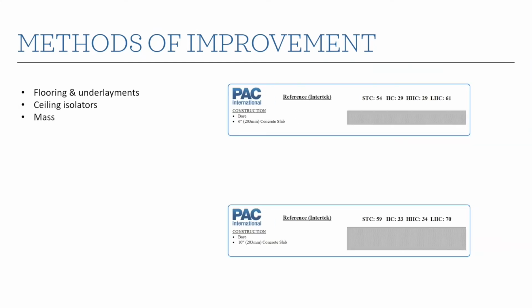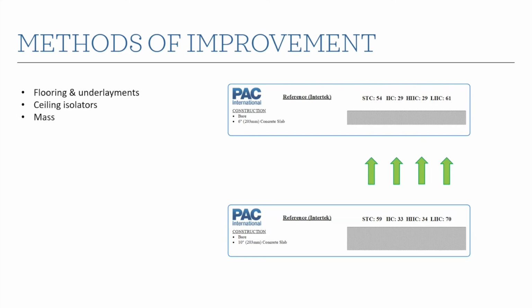Mass, right? Mass is another way that we can improve the amount of noise reduction we get from space to space. And it's just the heavier the thing is, it's harder for the noise on one side to move it and to get through to the other side, basically. So here's a basic example of a 6-inch slab compared to a 10-inch concrete slab. And you can see that all of the ratings go up, and they all go up by about 5 points, except the LIIC actually goes up by 9.